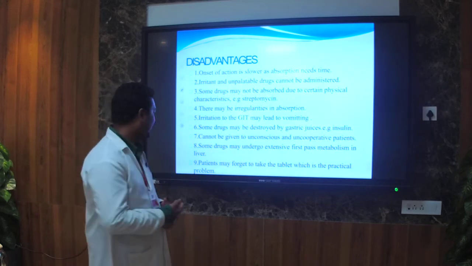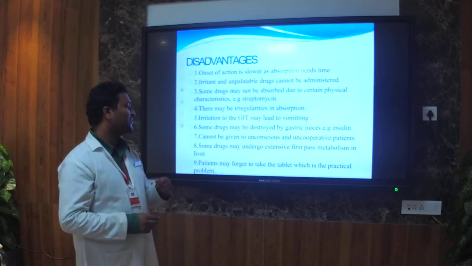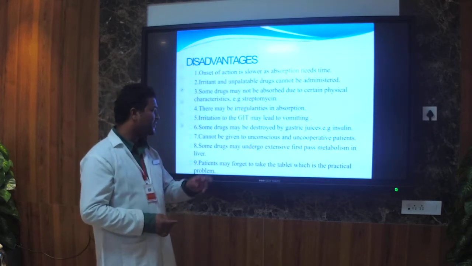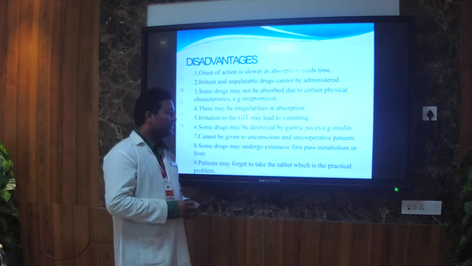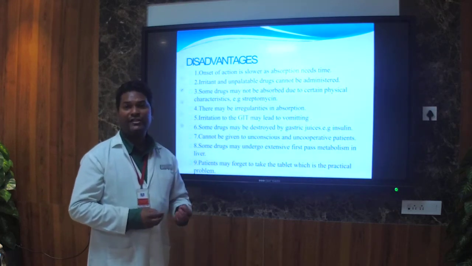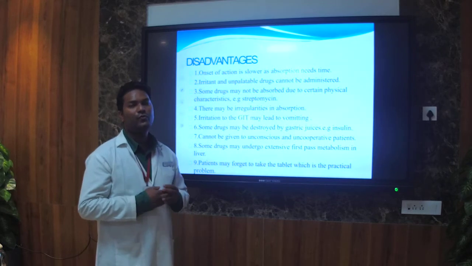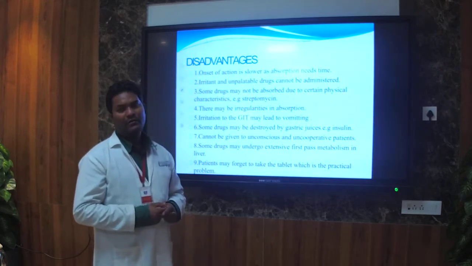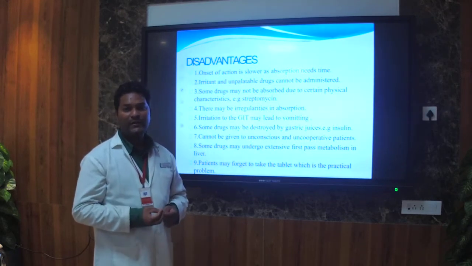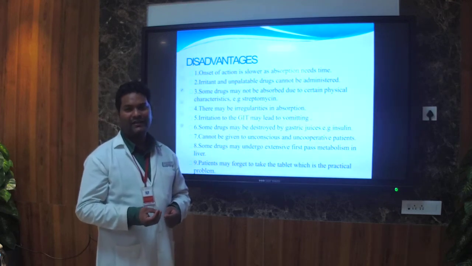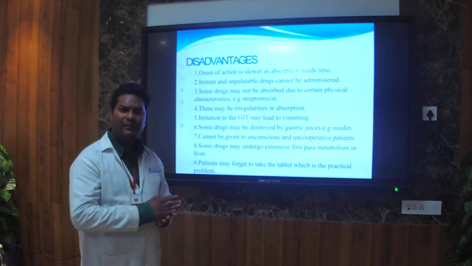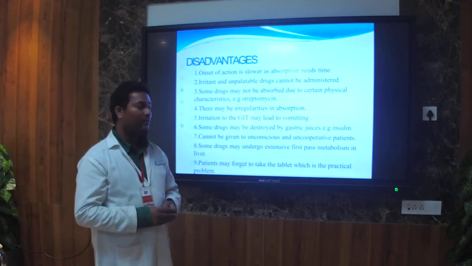They would just vomit it out. Then some drugs may also undergo extensive first pass metabolism in the liver. The first pass metabolism is when the drug first reaches the liver, and most of the time, you know that the liver acts as the detoxifier. Any substance which goes into the human body goes to the liver to get metabolized, and then it is transferred. So some drugs have very vast first pass metabolism.